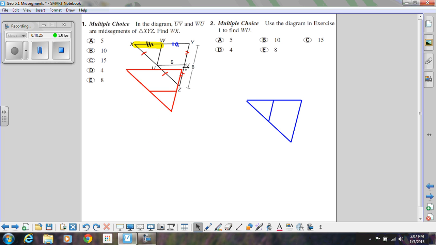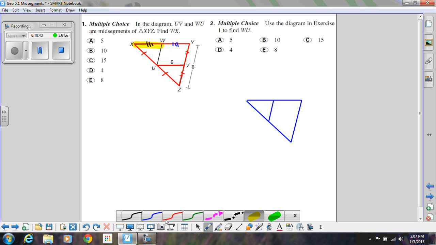So I'm going to highlight this for us so that we can see what's going on here, because there's two different midsegments going on. We're going to focus on the midsegment that's parallel to this one, that's UV. Okay, so if UV is 5, then we know that this whole side has to be twice as big. So I know this whole side, XY, has to be 10.